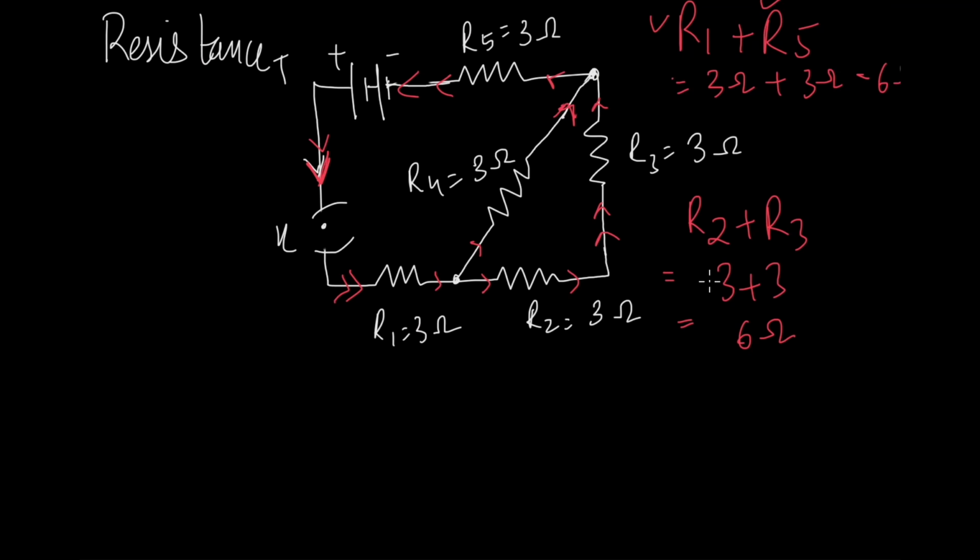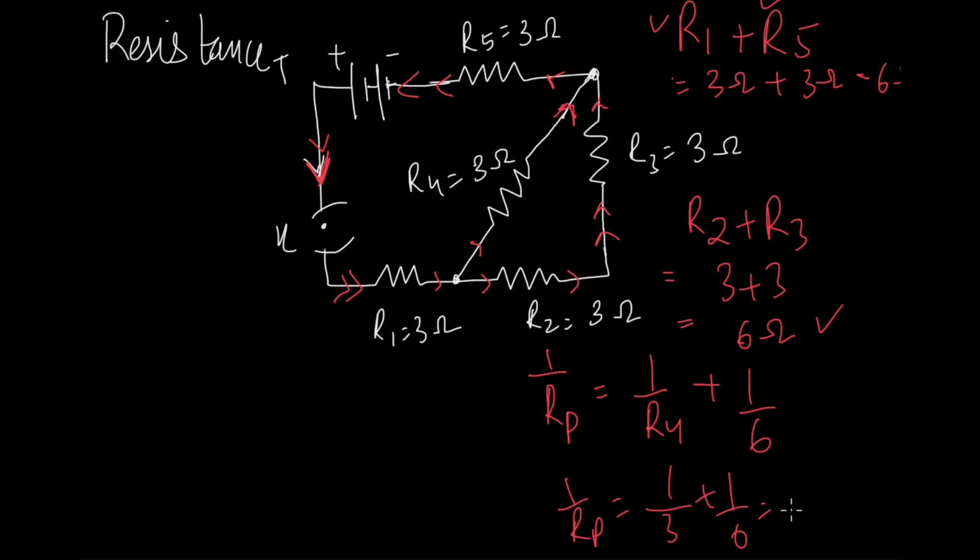Since the combined resistance of both of these resistors we have already calculated, that is 6 ohms, I'm just going to simply calculate the parallel resistance of these three, which is going to be 1 by R4 plus 1 by 6. So that will give me 1 by 3 plus 1 by 6, that is 2 by 6, 3 by 6, that is 1 by 2. So Rp is 2 ohm.